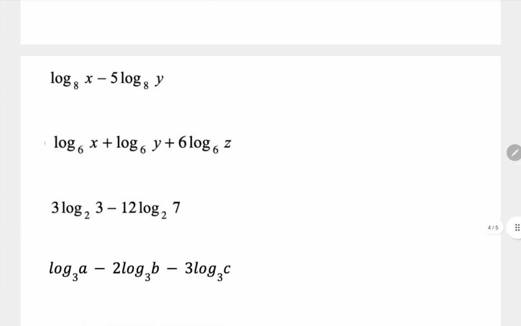Next, we're going to do the opposite. These are all written in the expanded version, and we're going to condense it. So the first example, we've got log base 8 and log base 8. If those didn't match, we would not be able to condense it, but they do. So we're going to condense it to 1 log base 8. And I have subtraction here, so that's the quotient property. So x divided by y to the 5th power, because when there's a number in front, that's the power property at play.